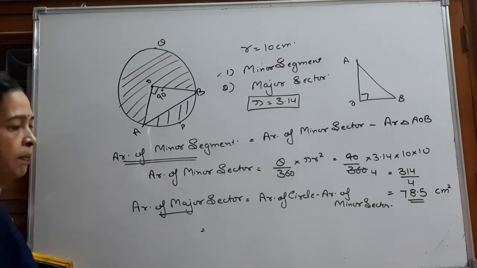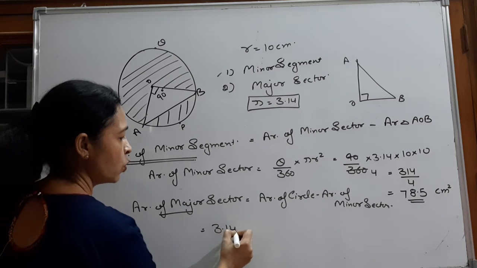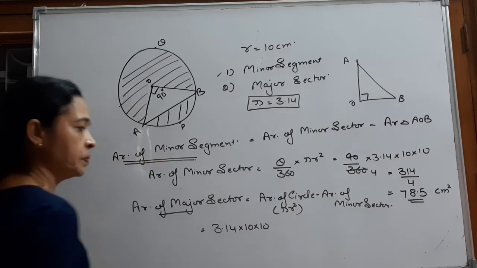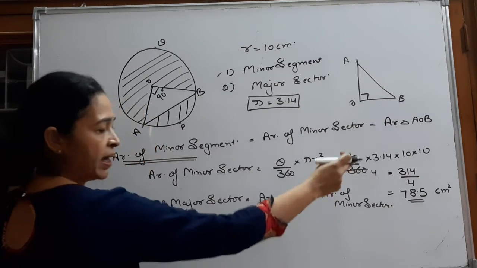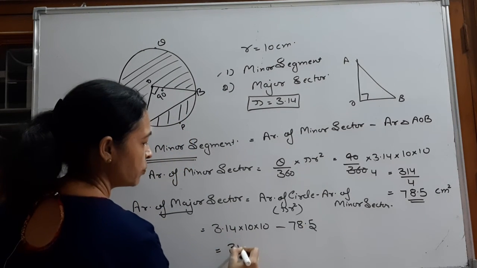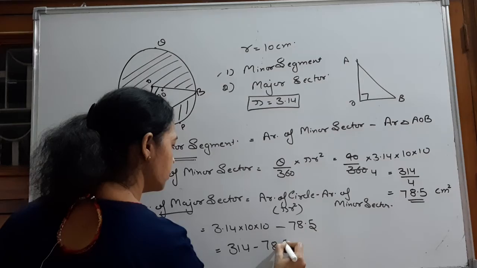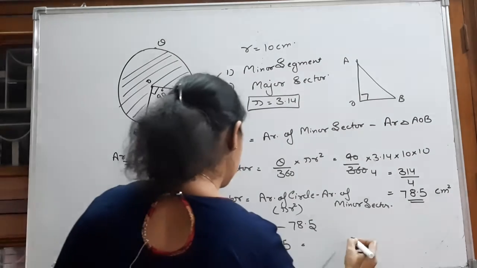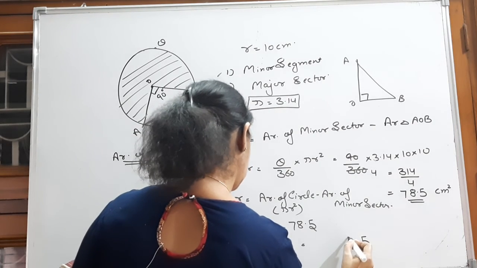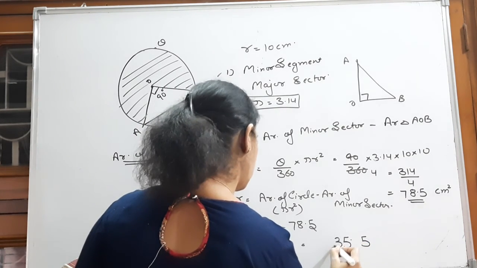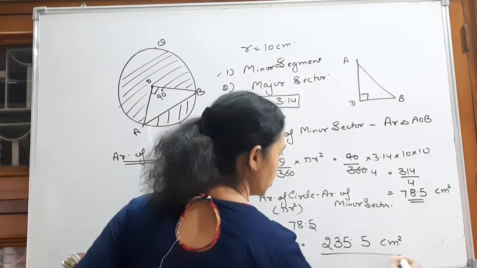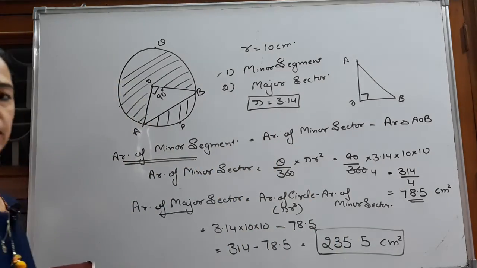What is area of circle? Pi r square, 3.14 into 10 into 10. Area of circle is pi r square, minus area of minor sector is 78.5. That is 314 minus 78.5. What do we get? 235.5 centimeter square is the area of major sector. Clear bachche?